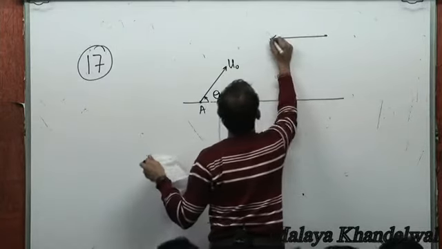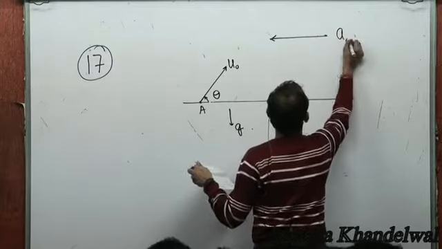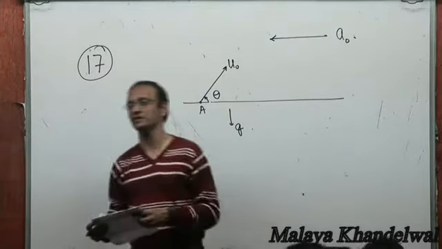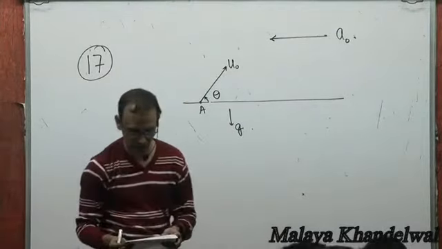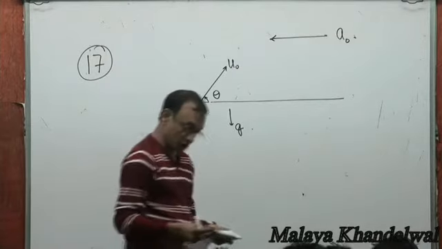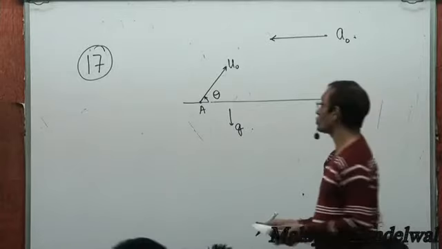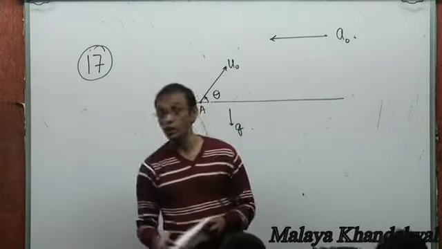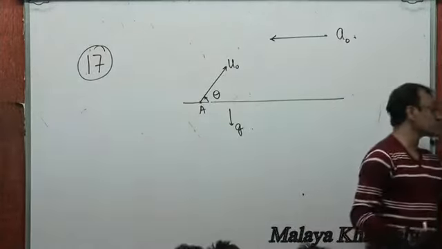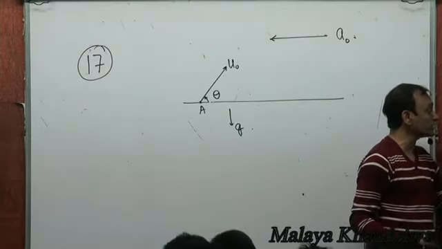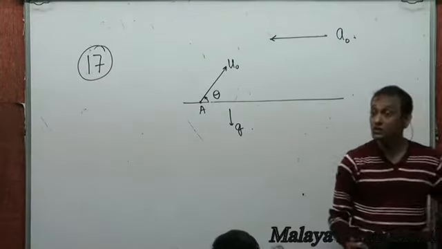There is a breeze causing a leftward acceleration of a naught on this particle. Now, we want to be able to determine a naught such that the trajectory is a straight line.